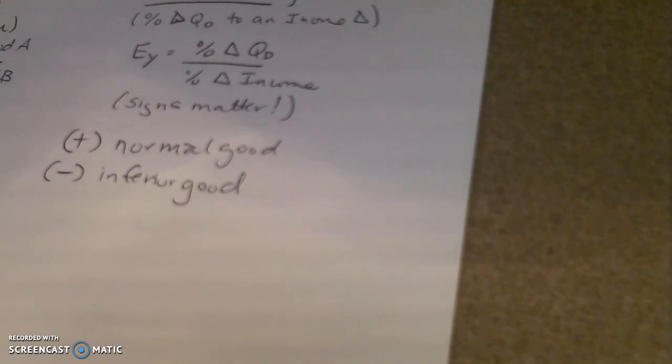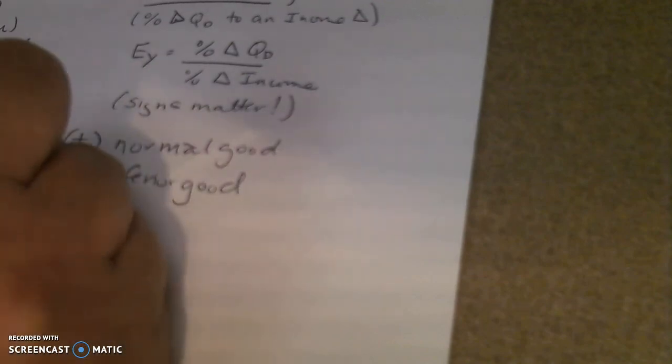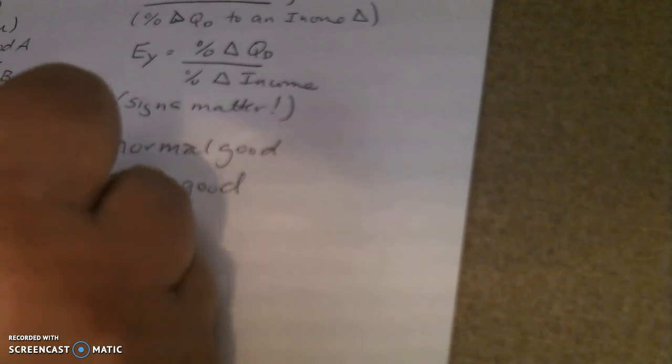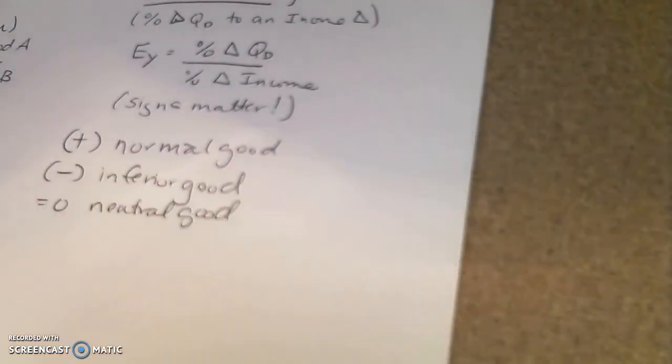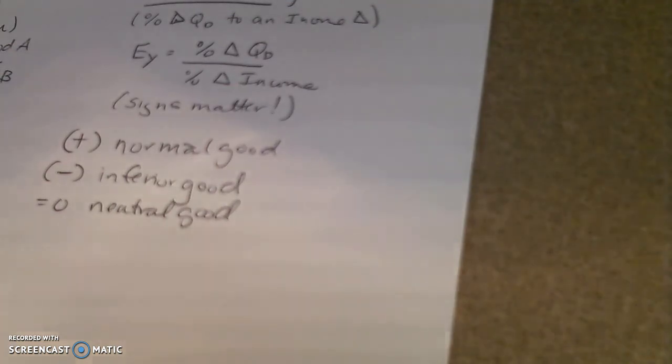Another example might be ramen noodles, Spam, generic products, Dr. Thunder instead of Dr Pepper, Mountain Lightning, all those kind of good products out there. And then if this ends up equaling 0, you have a neutral good. And neutral goods are those goods that you would buy no matter what your income's doing. So your toilet paper, probably your toothpaste, probably all those things would be similar.